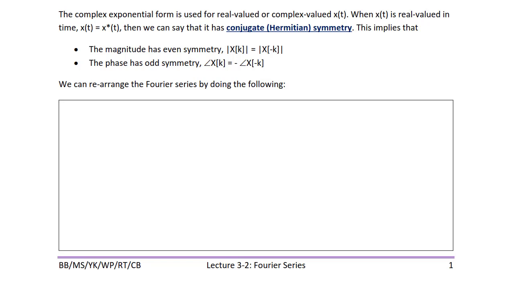And this implies that the magnitude has even symmetry, so the magnitude of x of k equals the magnitude of x of negative k, and the phase has odd symmetry, which means that the angle x of k is equal to negative the angle of x of negative k. Now we will show how to rearrange the Fourier series to get the cosine form when you have a real valued x of t.